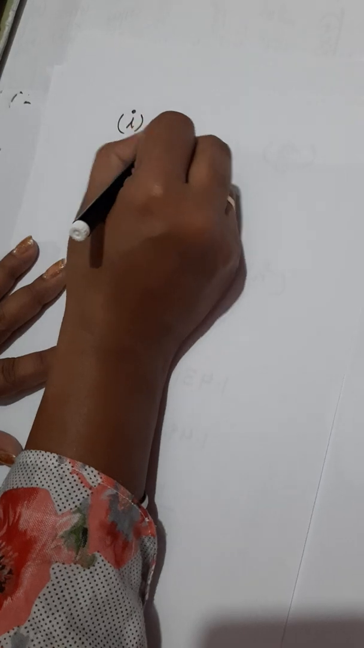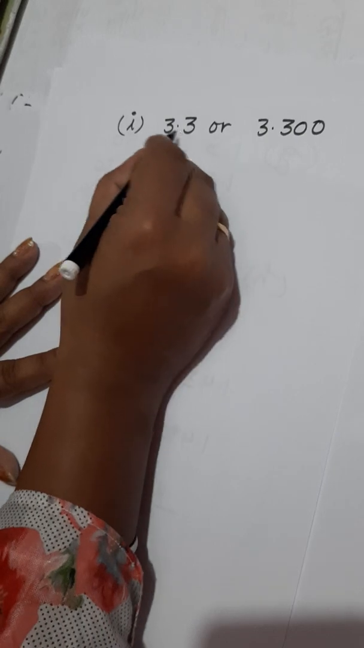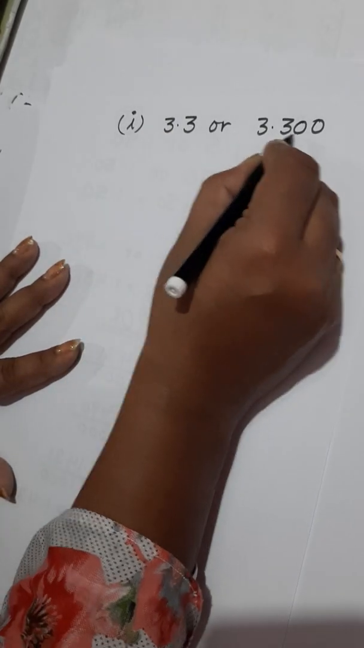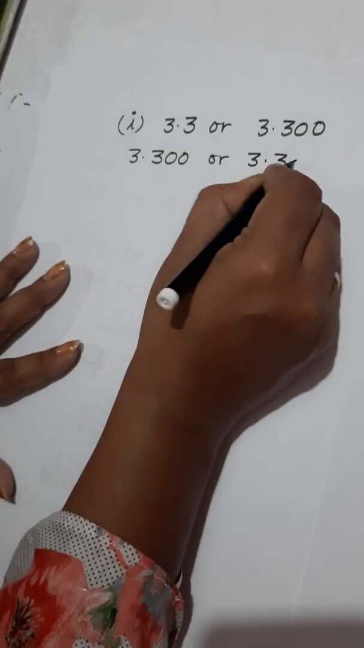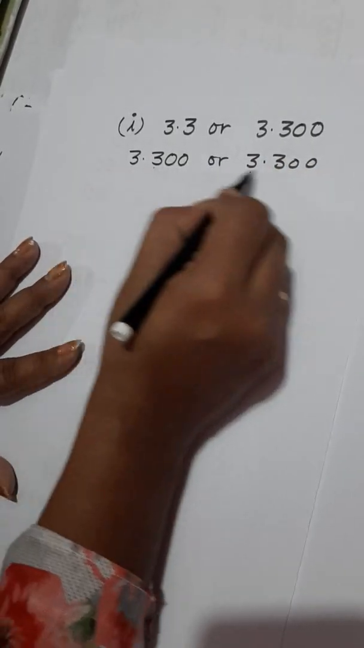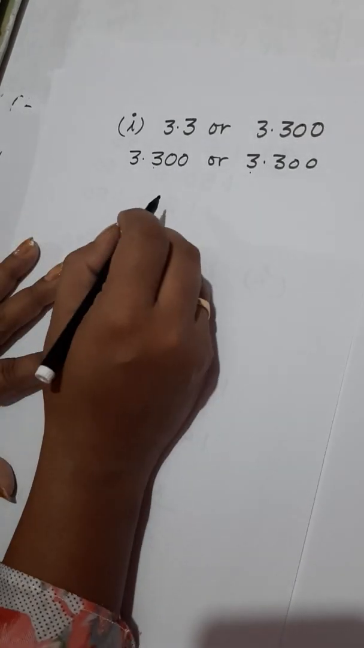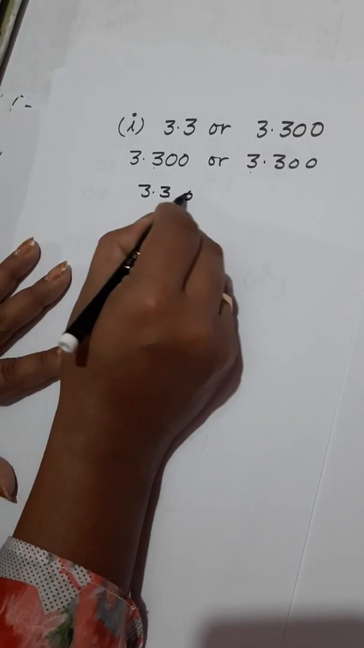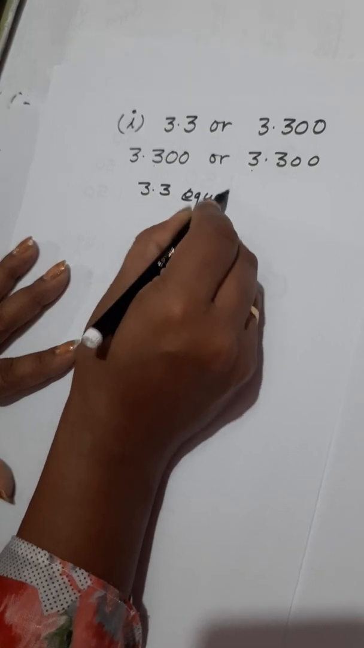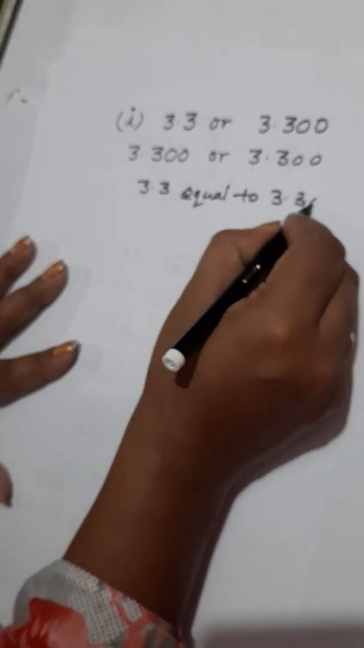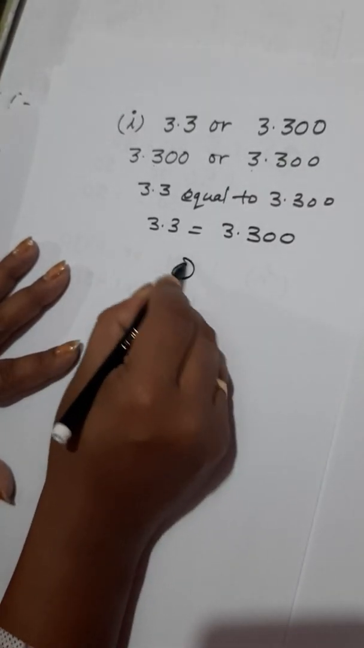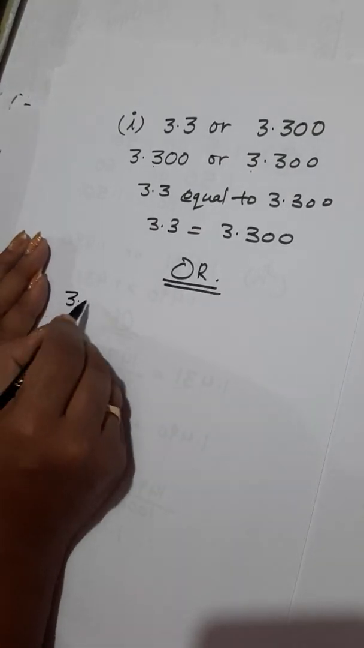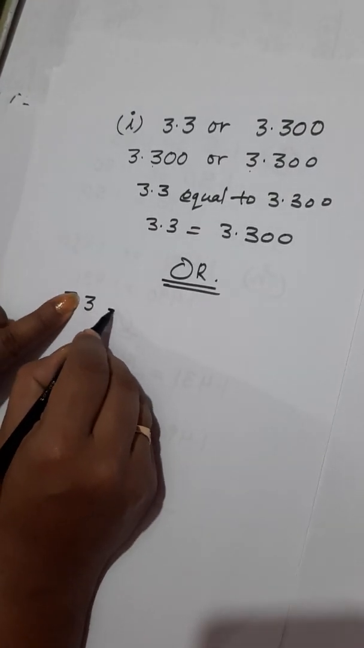Now next we have I part. In I part we have 3.3 or 3.300. Now here after decimal we have one digit, and here after decimal we have three digits. So I can write like this. Okay, now in this whole parts are same, 10th place are same, all the places are same. So we can write both are equal. Simply 3.3 is equal to 3.300.